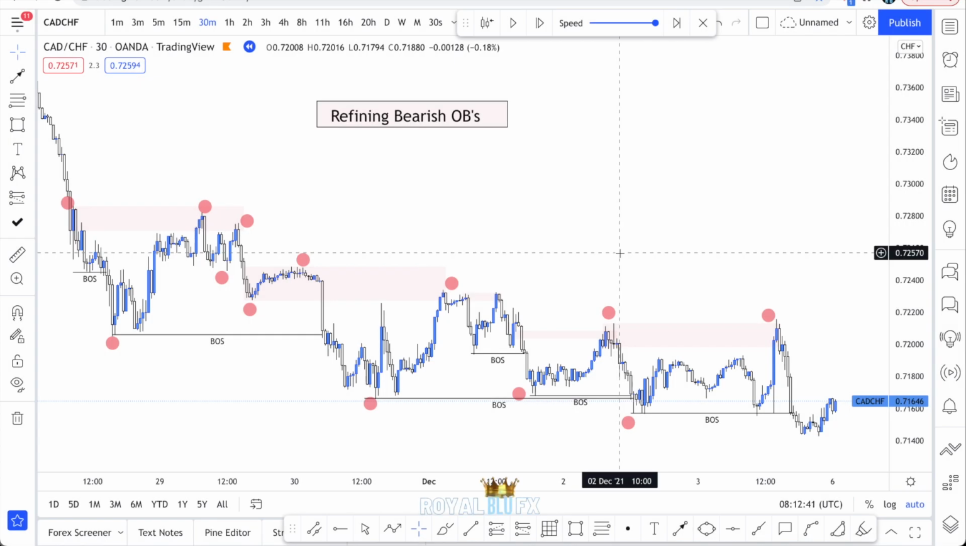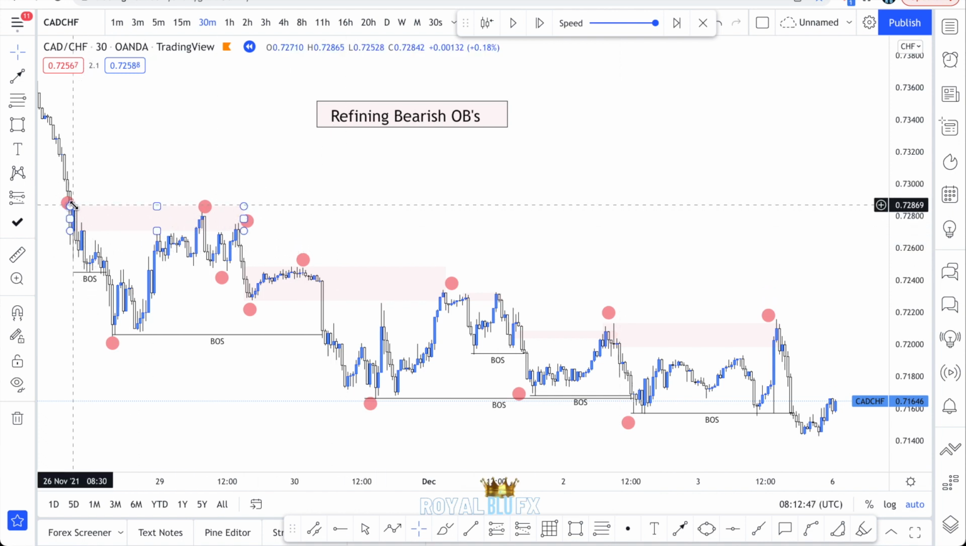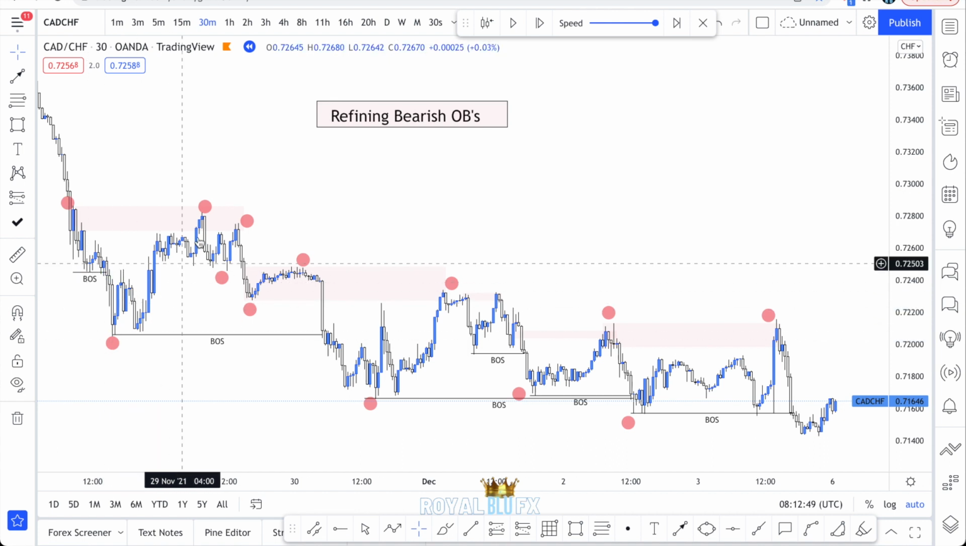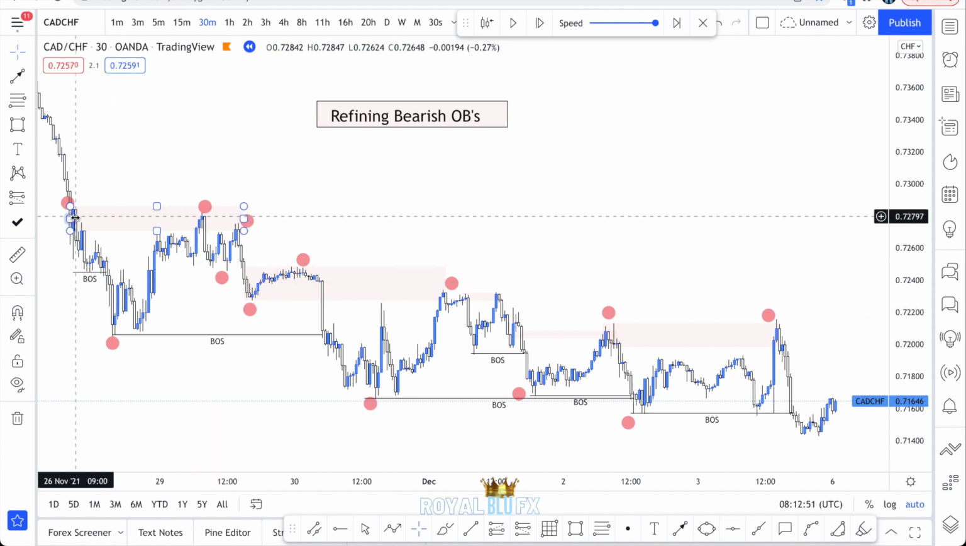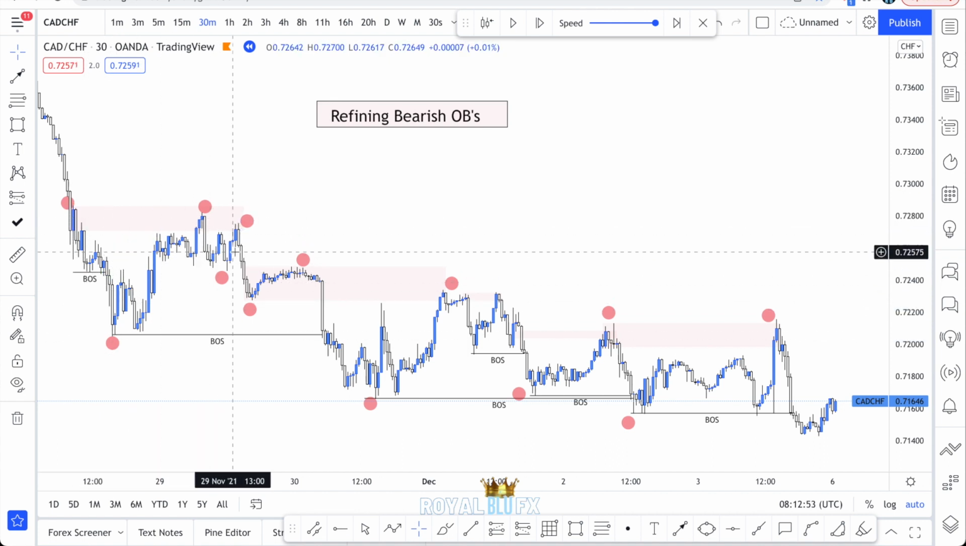Alright, in this video we're going to talk about refining bearish order blocks. As you can see over here from the very high, we have an area where price broke structure and price retraced back to an order block. So we're going to take this one step at a time.